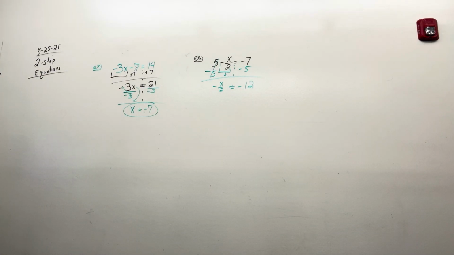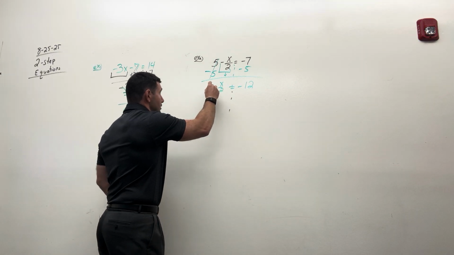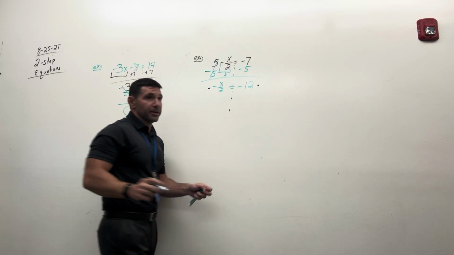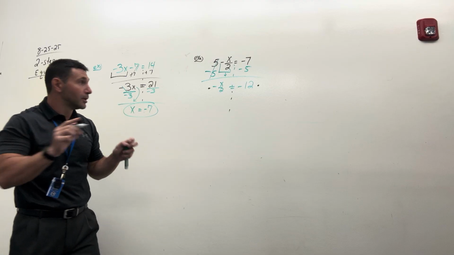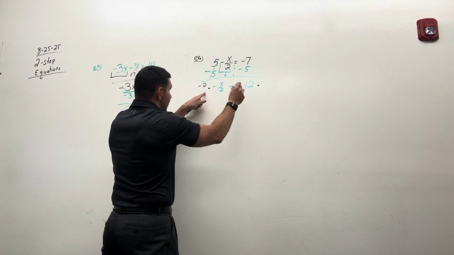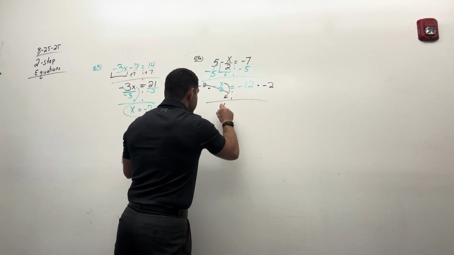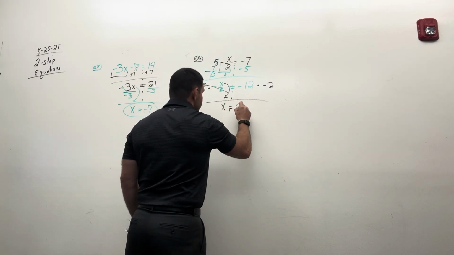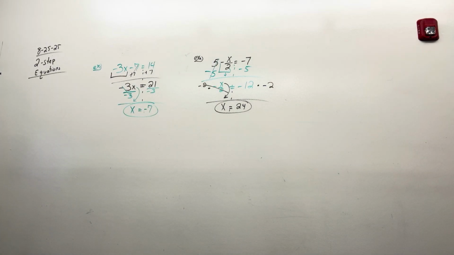Now we have a division problem. The inverse of division is multiplication. What are we going to multiply though? Yes and no. -2. Because the negative times the negative is positive. Positive what? Positive x. Okay. Everybody still with me?